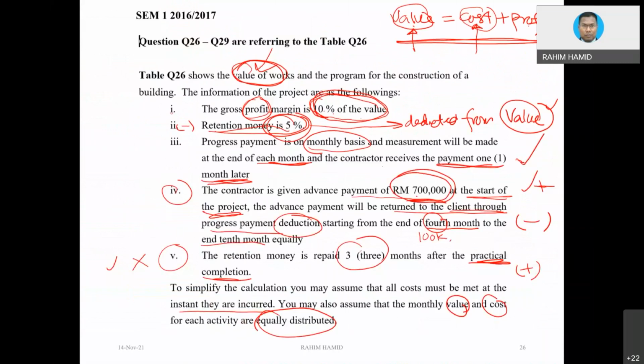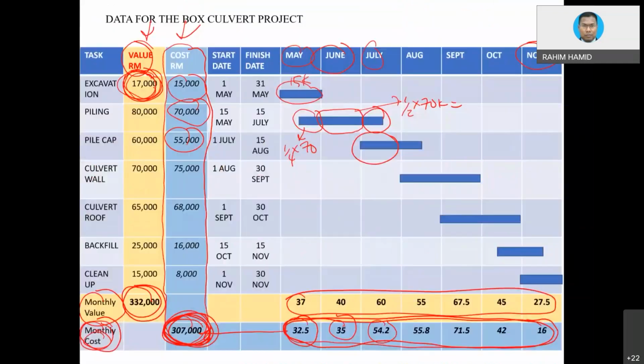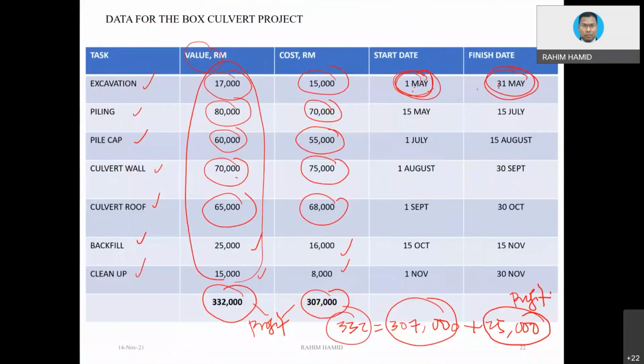What does profit margin mean? Okay, perhaps I did miss those things. Okay, now let's go into this example. You notice that this is value. This is what we call cost. The difference between value and cost is basically the profit, 25,000.